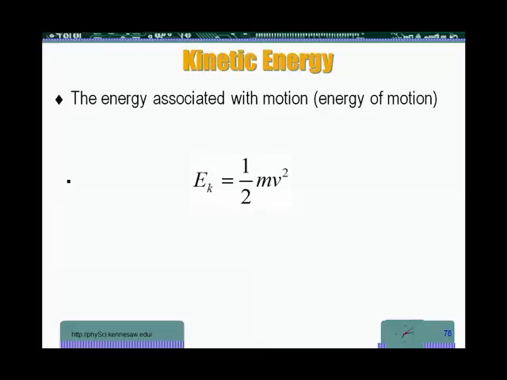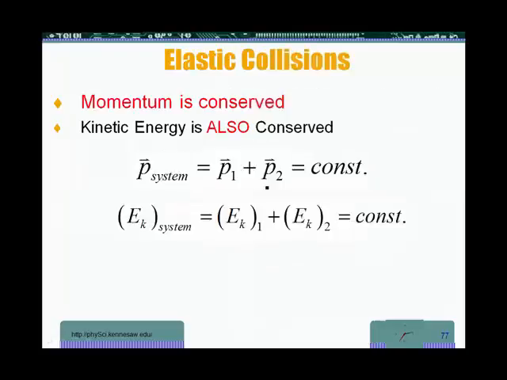Now, just a reminder of the definition of kinetic energy. It's the energy associated with motion. Whenever we have motion, we are going to have kinetic energy. It's 1/2 mv squared. When something has momentum, it necessarily has kinetic energy, because it has a velocity and a mass. Both of them figure into the kinetic energy expression.